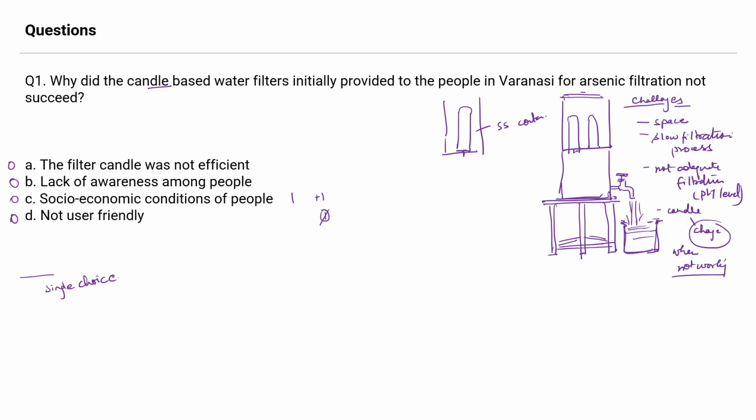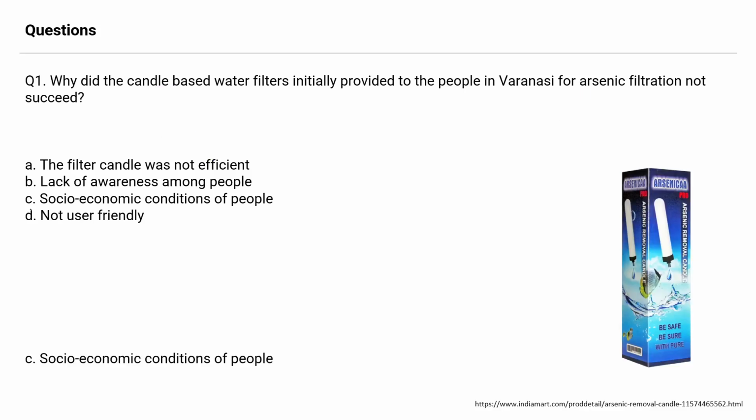Thank you so much, sir, for sharing all these details. I think very few people still have this because in this era of RO, it's very hard for people to use it. So we have got good learning from here: what the challenges are, and in which scenario people are using it. So let's find out the correct answer. The correct answer is socioeconomic conditions of the people. Ma'am, can you please tell me how the socioeconomic condition was actually affecting people using candle-based filters?